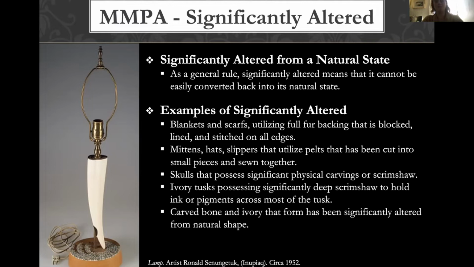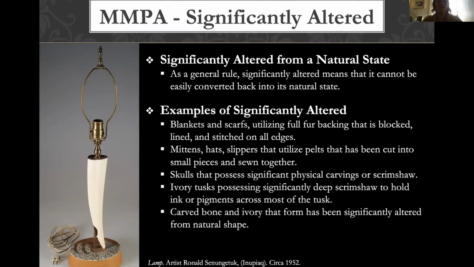So if you're going to be doing scrimshaw on an ivory tusk, you need to dig it in deep. If you can basically sand that nice work off, and a little of the ink, it's not considered significantly modified. You have to dig it down deep. Blankets and scarves that are utilizing a full fur backing have to be blocked, lined, and stitched on all the edges. So it's got to be a full-on pillow or a full-on blanket. You can't just have a hide that's basically done in a square. It has to be converted into something that is harder to actually revert back to the hide.